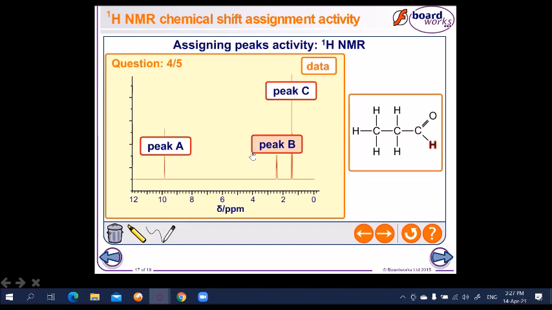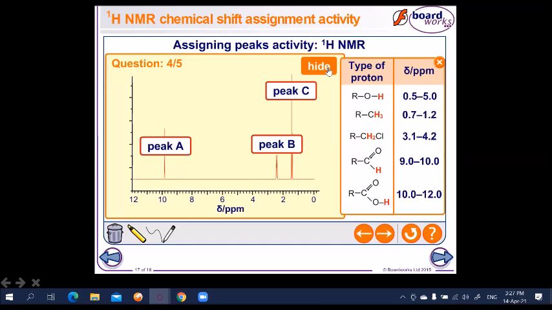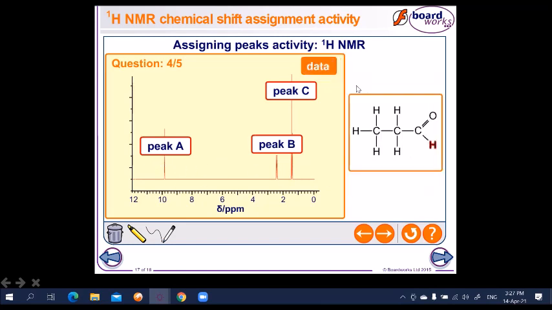We might need a little help from the data booklet here, from the A-level chemistry data booklet. So if I'm looking at this one, this is the hydrogen that looks like what we have here. It should be ppm around 9 to 10. This is too low, so it's probably around here. So I'm going to assume from the data booklet, it's around peak A. So that one, we do need to use a data booklet a little bit to help us.